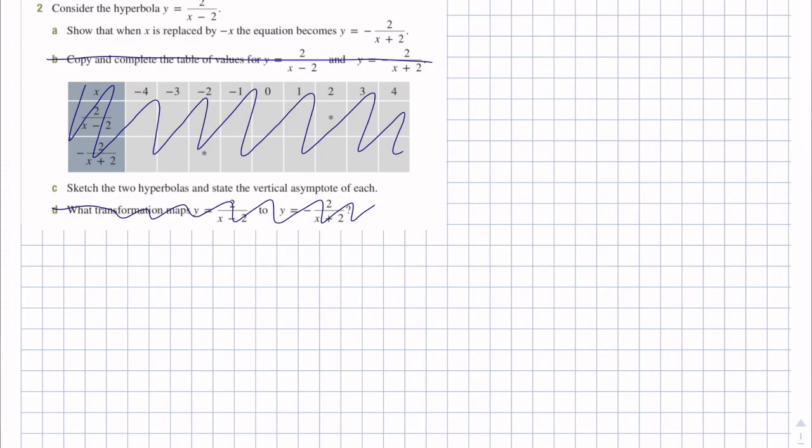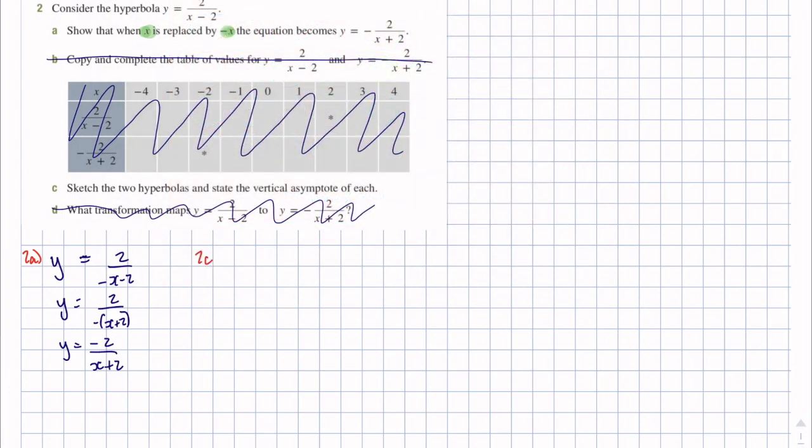Question 2, fairly similar. So, for 2A, we've got y equals 2 over x take 2. Oh, sorry, I didn't read the question. We want to replace x with negative x. So this time we've got y equals 2 over negative x take 2, which is the same as y equals 2 over negative x plus 2. So y is negative 2 over x plus 2. Cool.